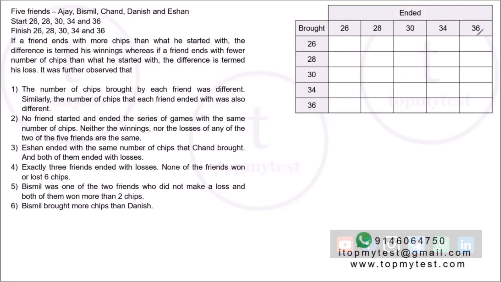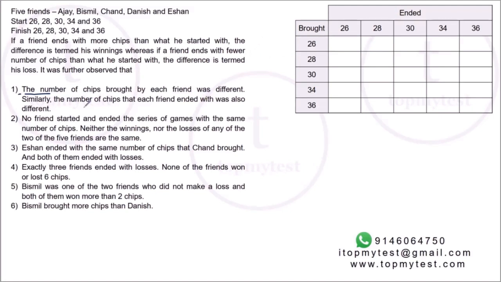So I've created this matrix. This is what you brought, this is what you end with, and I will try to fill in the person over here. For example, if I put Bismil here, it means Bismil brought 26 and ended with 28 chips. So obviously nobody else can come in this 28 column, and nobody else can come in this 26 row, because the first condition says the number of chips brought by each friend was different. Similarly, the number of chips each ended with was also different. So two people cannot start with 26, and two people cannot finish with 26. That is given to us, so our aim is to finish filling up this grid.